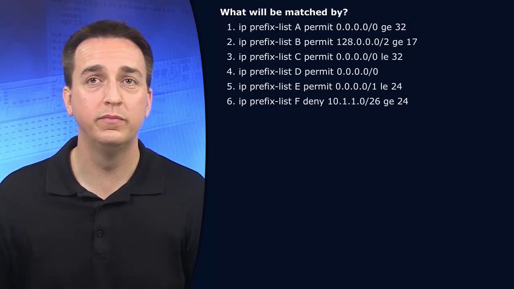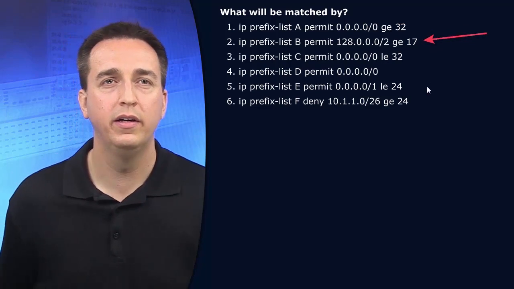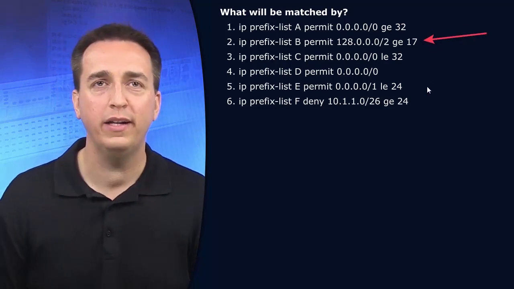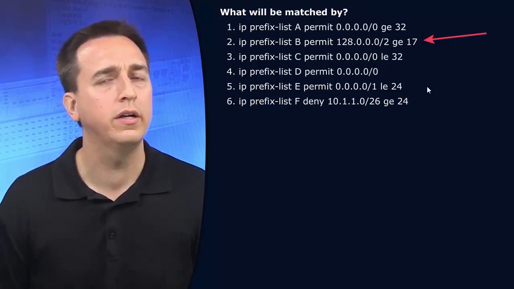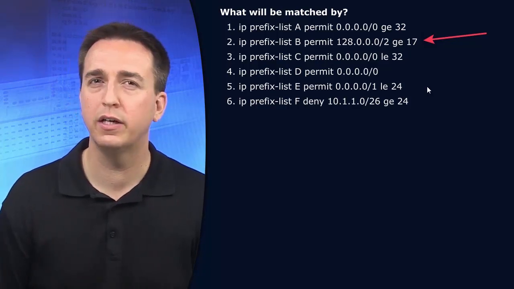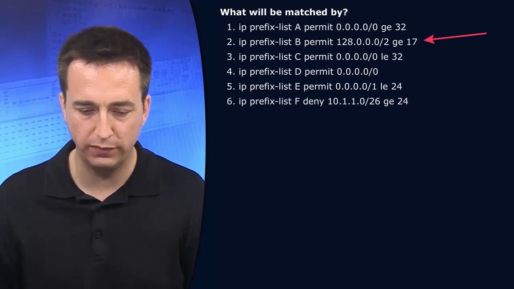Example number 2. What do we have in this case? We have a prefix list called B saying permit 128.0.0.0/2 greater than or equal to 17. 128.0.0.0/2 greater than or equal to 17. Let's go to our chart for this one. Help us visualize everything.